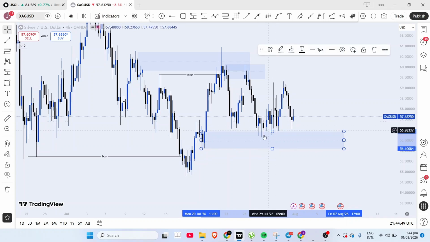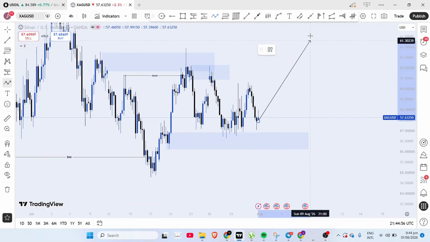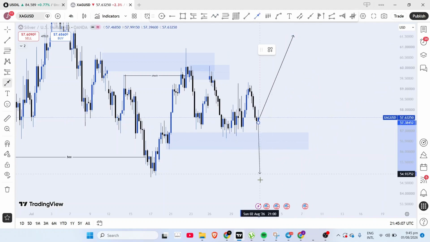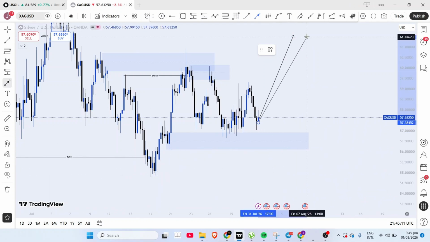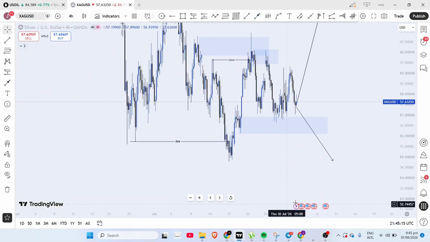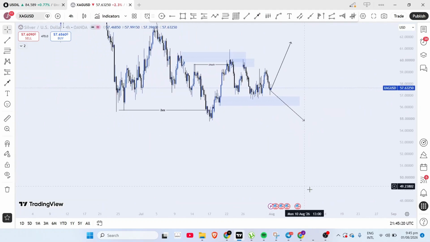We can see all these rejections in this zone here, so we can be looking to trade price higher from here into new highs. This is my speculation on silver. Either we are disrespecting this zone and coming for these lows over here, or we are moving higher. So this is what I'm seeing.